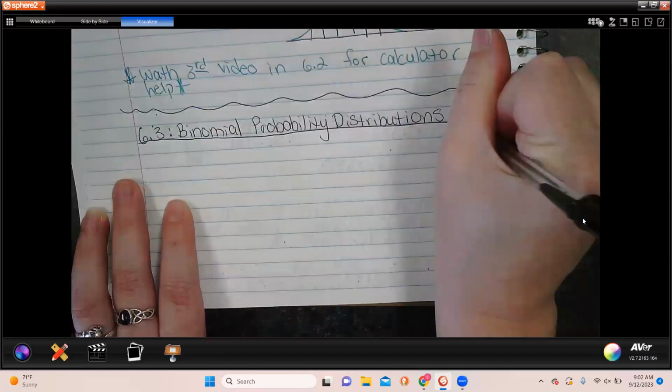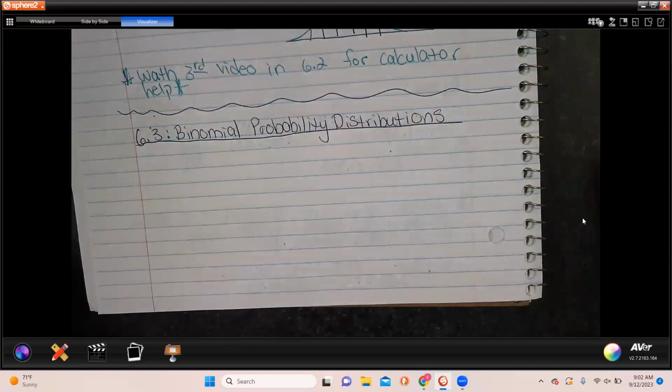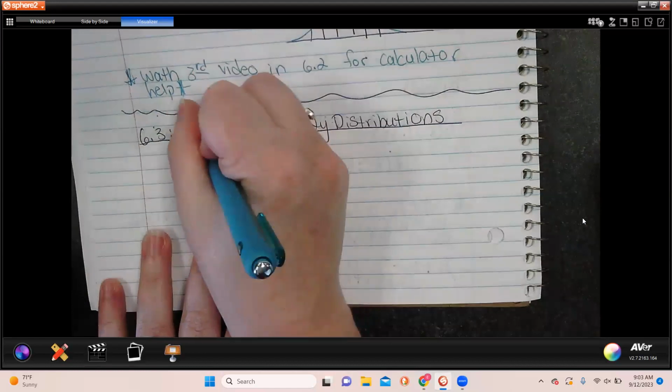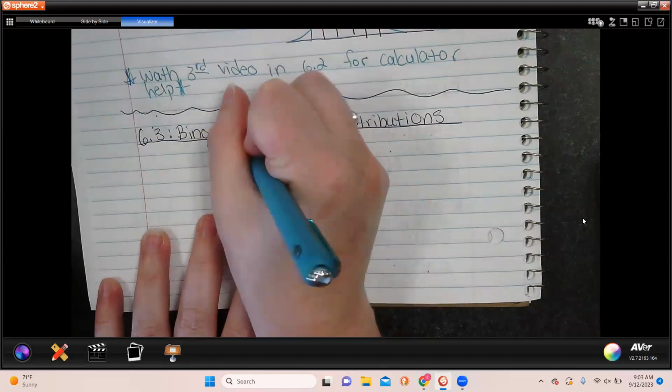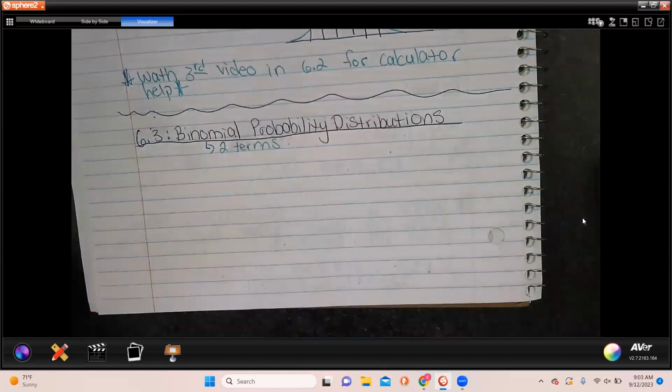All right, so 6.3 is for binomial probability distributions. Now, the word binomial means two terms, okay? In our case, this means two outcomes. You can have a success or a failure, and this is all you can have.